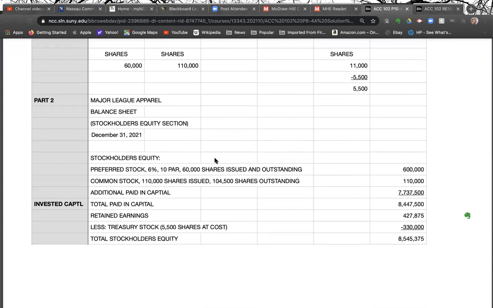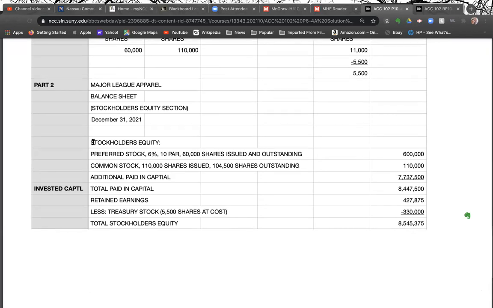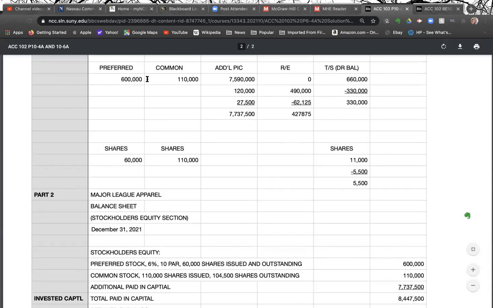All right, so here's what it looks like now. Major League Apparel balance sheet, stockholders' equity section, the date. Right now, in stockholders' equity, we have preferred, we have common, and additional paid-in capital. And nice, right? Because we calculated all those numbers, they are right here.